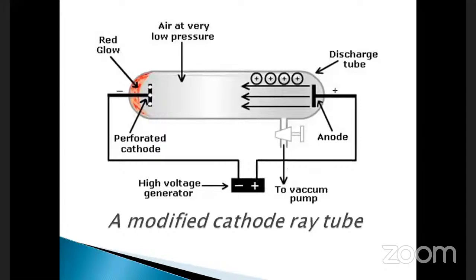So this is what you have for the diagram, which represents a modified cathode ray tube. And you can see that the direction of the ray is now in opposite direction to what we saw in the cathode ray. It's coming from the anode. That's why they are called anode rays. And you can see that the cathode has been perforated. And you can also note that air in the tube is still at low pressure.